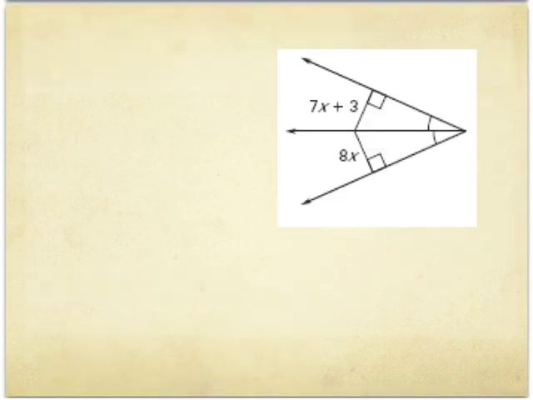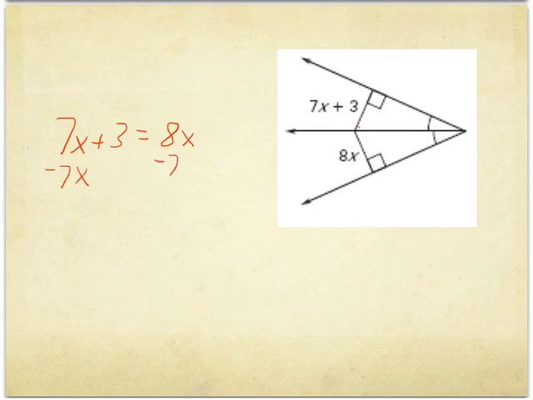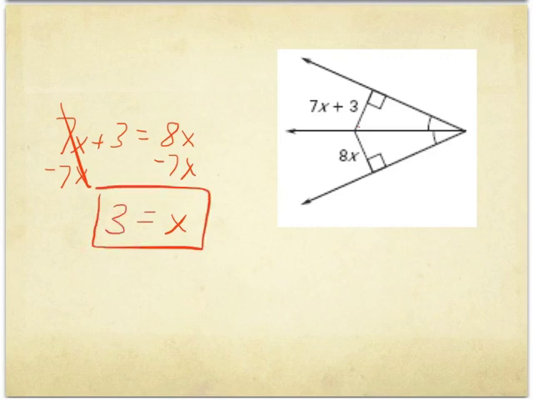Let's put these theorems to work. Now we have two right angles that meet at a point in the center, in the interior on our angle bisector. So we have that these two sides must be equal. So we can set 7x plus 3 equal to 8x. Subtract 7x from both sides, and simple as that, we end up with x is equal to 3. Keep in mind this is from the angle bisector theorem, which allows us to say this.